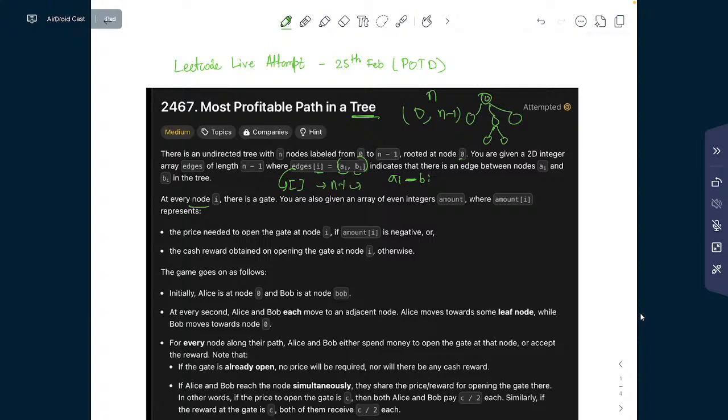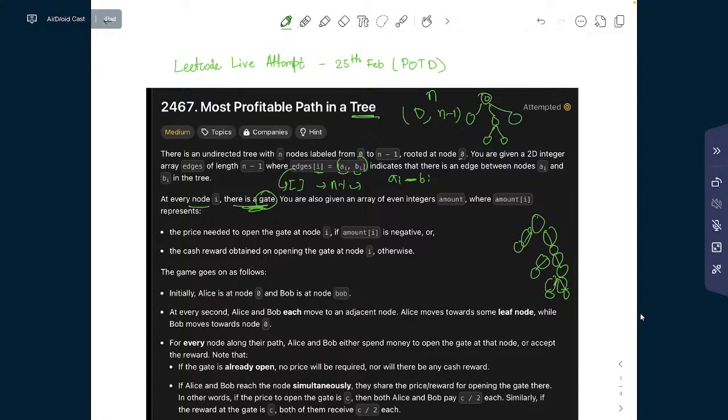At every node i, there is a gate. So what does it say? At every node i, there is a gate. You are also given an array of integers. What they mean by gate is, so right now the problem is like this. We have this tree where these things are defined in the edges array, right? And at every node there is a gate.